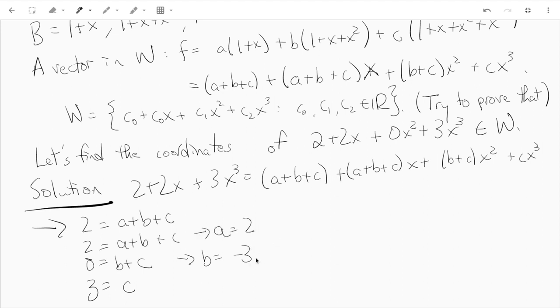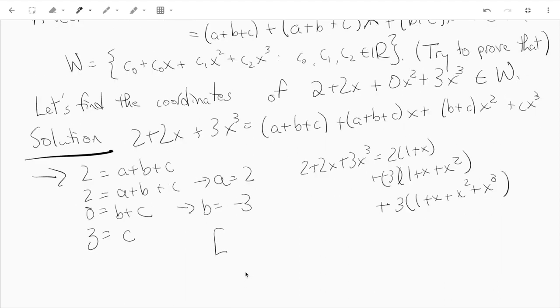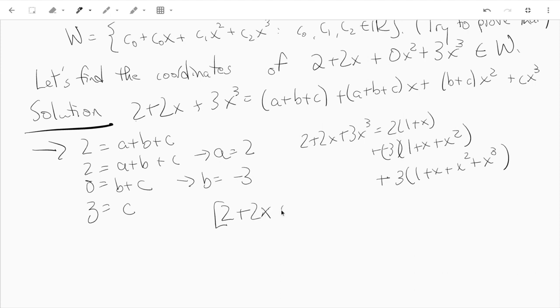Okay, so a is 2, b is negative 3, c is 3, and we see that 2 plus 2x plus 3x cubed must be 2 times (1 plus x) plus negative 3 times (1 plus x squared) plus 3 times (1 plus x squared plus x cubed). Okay. So my vector 2 plus 2x plus 3x cubed, when I'm looking at it with respect to this basis, looks a lot like the vector in R3, (2, negative 3, 3). So we might write it like this: the coordinates of this polynomial relative to my basis B, well, we just have a 2, a negative 3, and a 3.